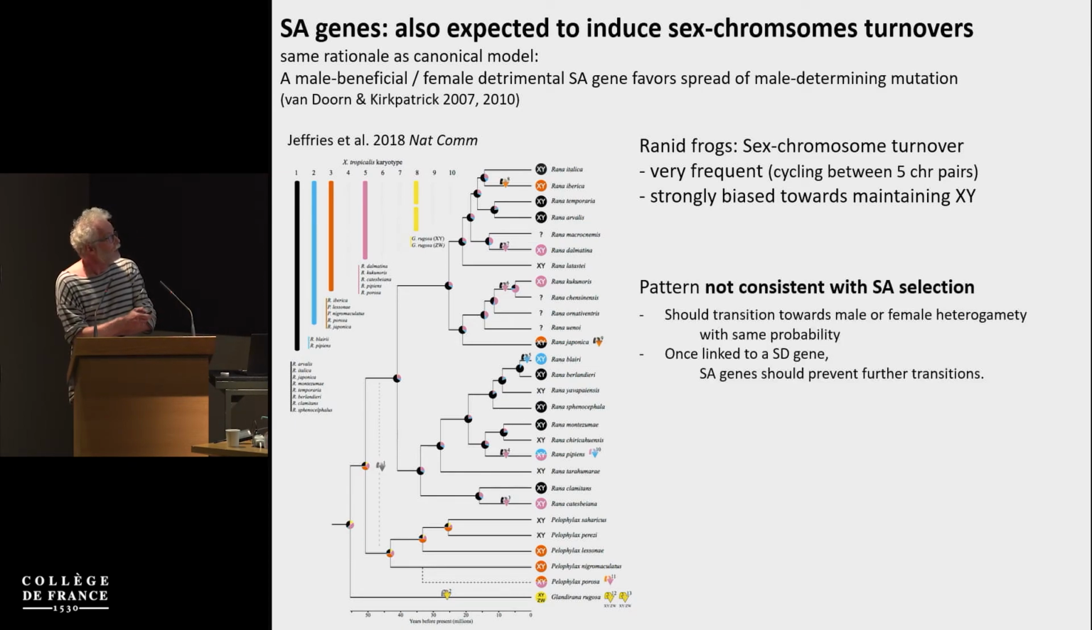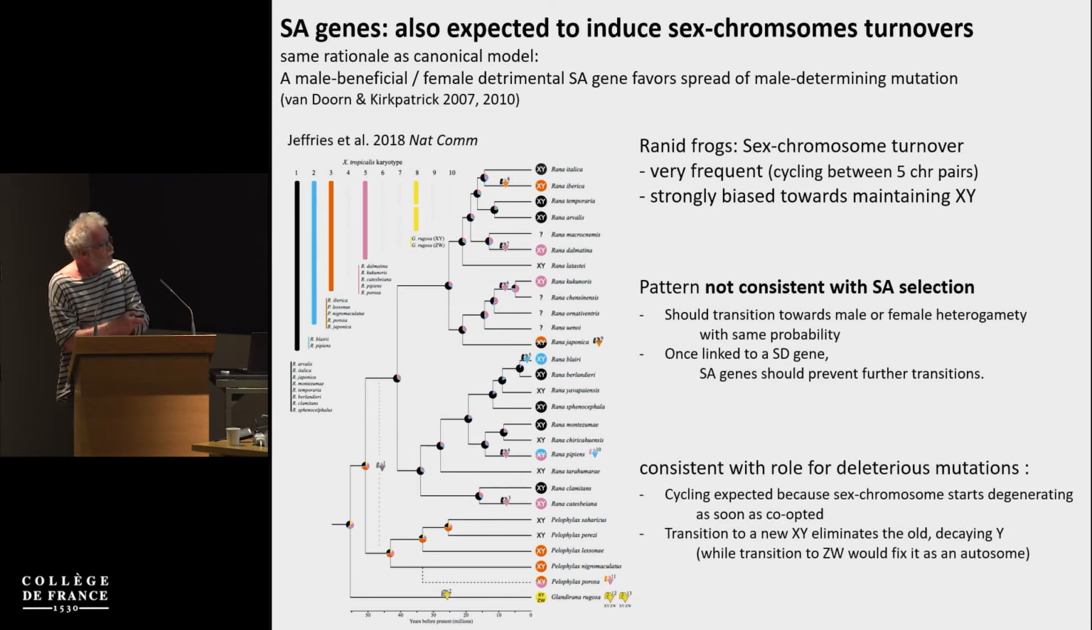And so we argue that this pattern is not consistent with a role for sexually antagonistic selection in driving turnovers, because first, with sexually antagonistic selection, male beneficial mutations are as likely as female beneficial mutations. So you should find transitions to ZW or XY systems with the same probability, and we don't find this. And also, once a sexually antagonistic gene is linked to a sex-determining gene, this should strongly prevent further transition, because in this case, the male beneficial mutation will be transmitted to daughters and vice versa.